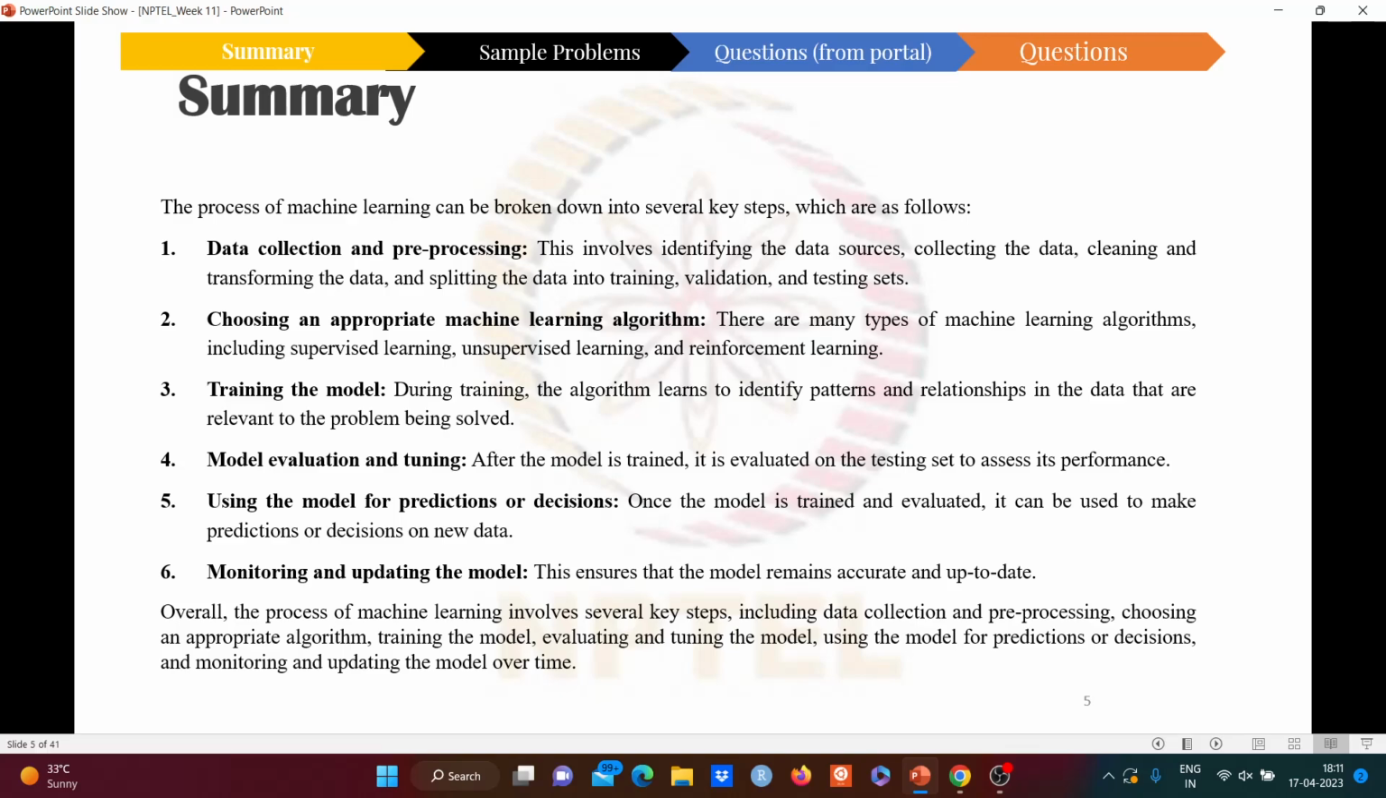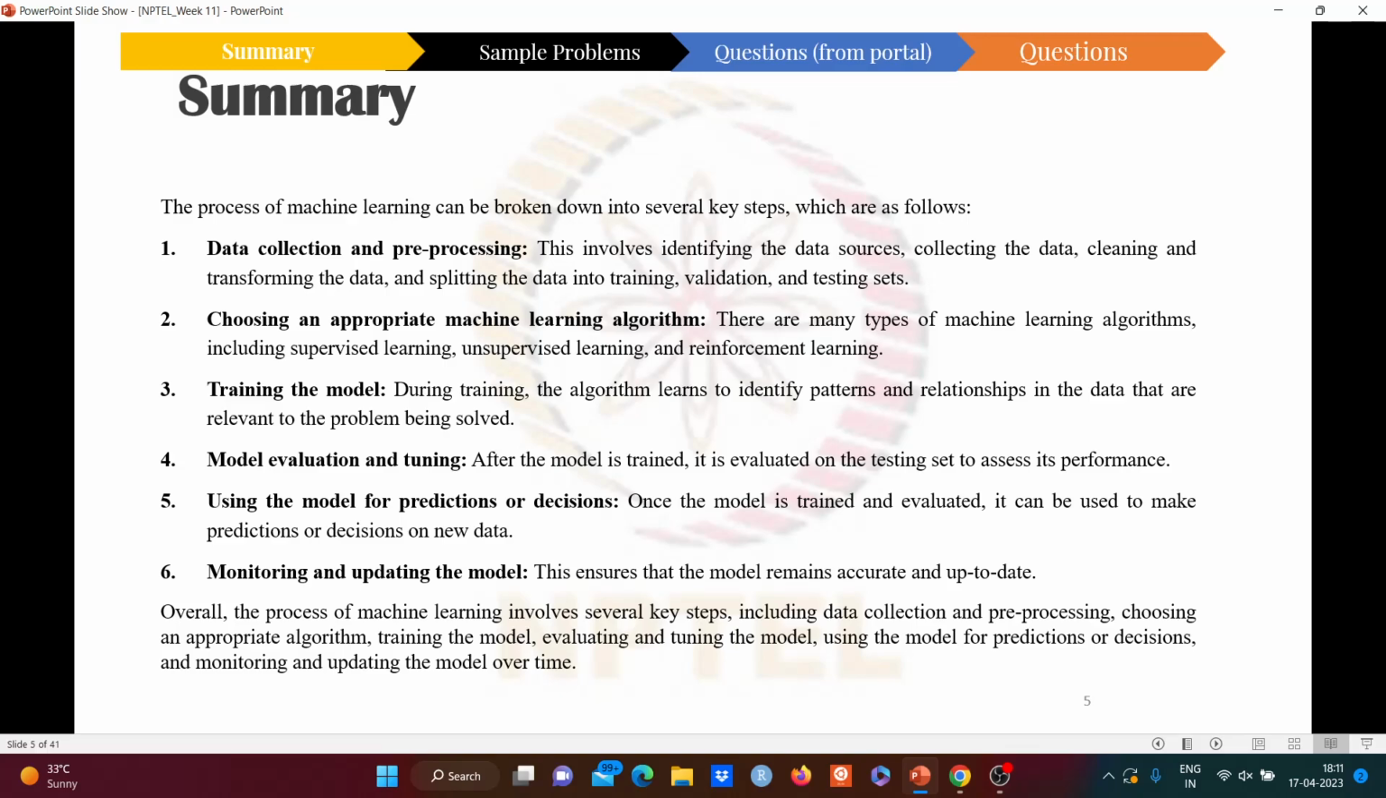Before moving on, I would like to briefly discuss how a machine learning model or algorithm is developed. The process of developing can be broken down into several key steps, as shown here. First is data collection. The first step in the machine learning process is to collect and pre-process the data. This involves identifying data sources, collecting data, cleaning and transforming the data, and splitting the data into train, validation, and testing sets. Data pre-processing also involves feature extraction and feature selection.